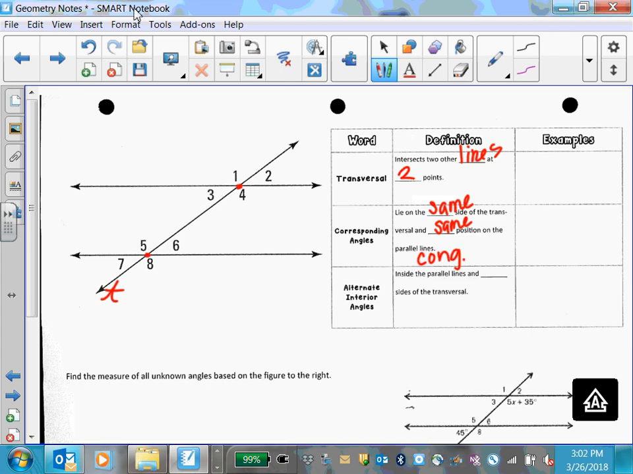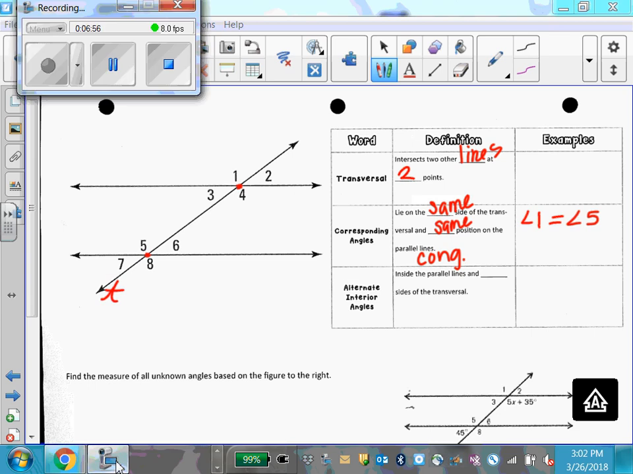I'm going to tell you a pair of corresponding angles, and I'm going to have you do it on your desk: 1 and 5. Angle 1 is equal to angle 5 because they correspond. 1 is above the parallel line and to the left. 5 is above the parallel line and to the left. Right now, I want you to put your markers on a pair of corresponding angles.